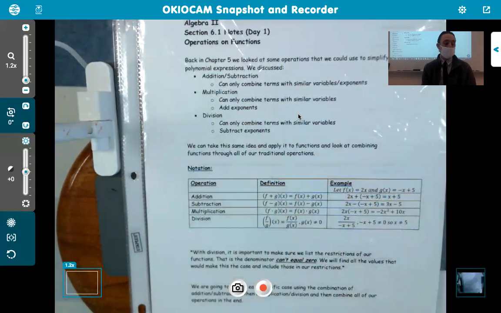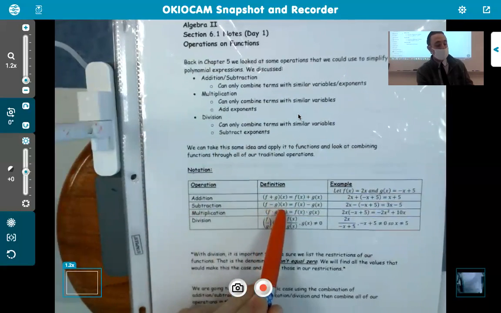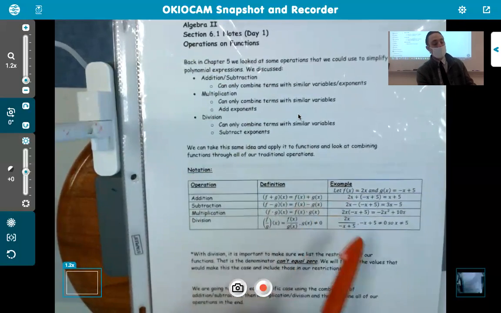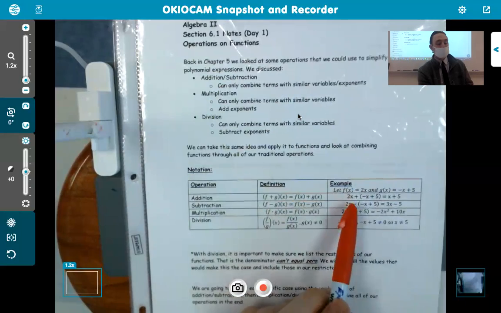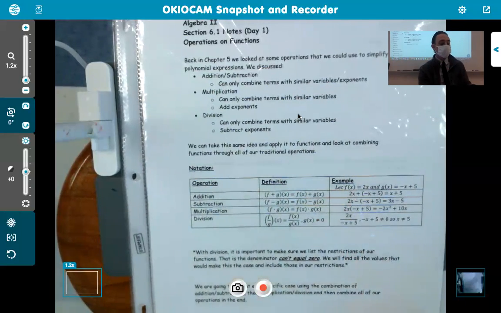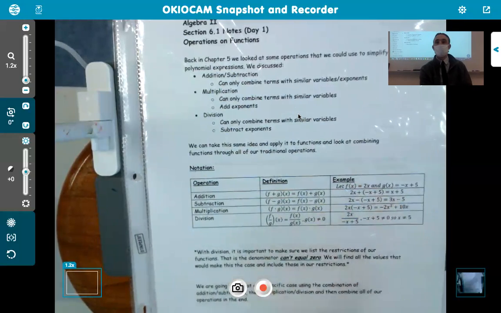With subtraction, you'll see it a lot of times written as f minus g of x. All you're doing is taking one function and subtracting it from the other. The one thing we need to make sure we include is that we distribute that negative sign to each term in my second function. So if I have f of x minus g of x, I distribute that negative, then combine like terms. That's how we get that 3x minus 5 in that last column.